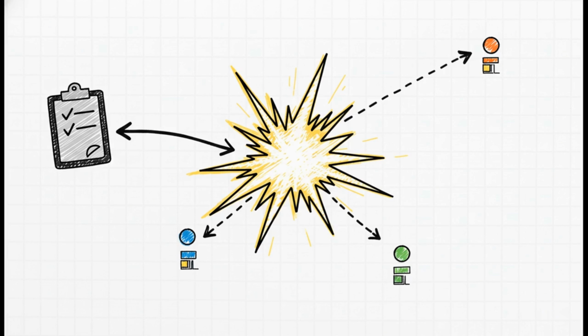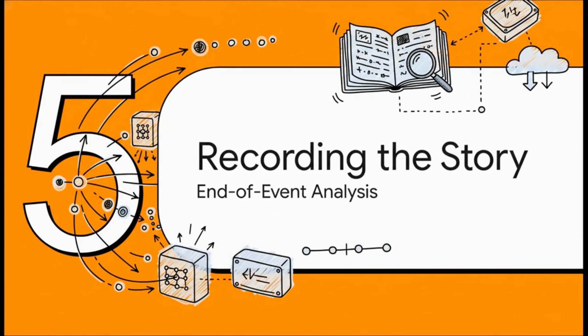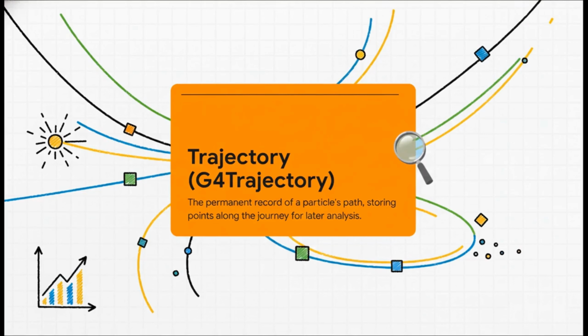They've been added to the simulation, and each one now gets its own G4 track passport and will start its own journey. So this whole dance, stepping, interacting, creating new particles, it can happen thousands, even millions of times just from that one initial particle. So how do we save this incredibly detailed story so we can actually study it later? That's where the G4 trajectory comes in.